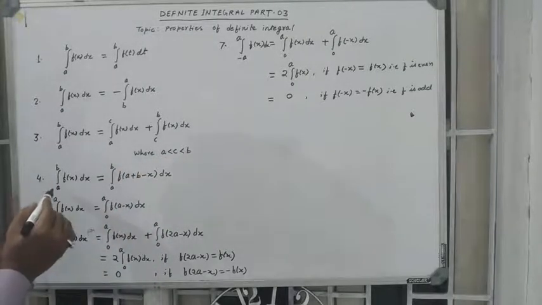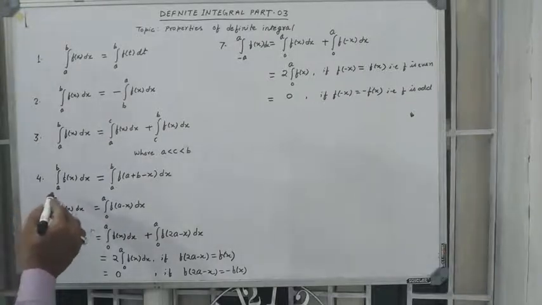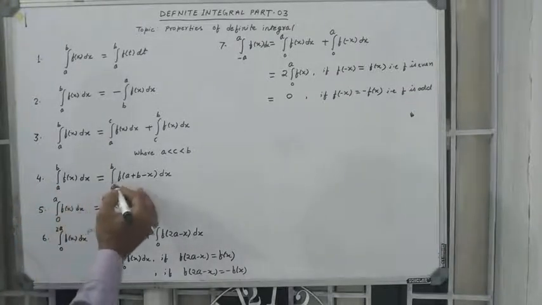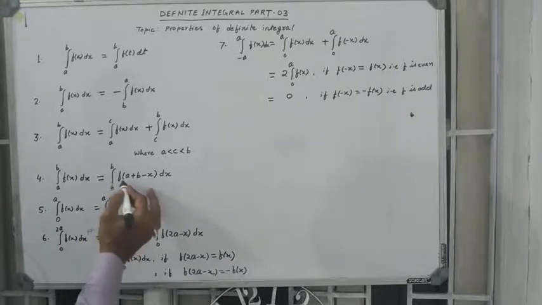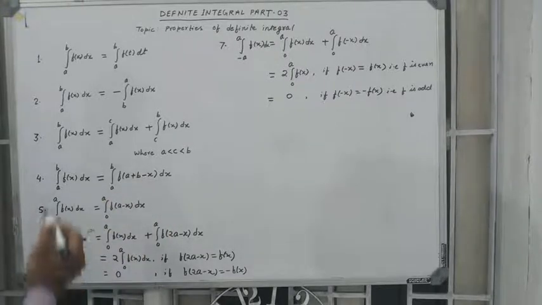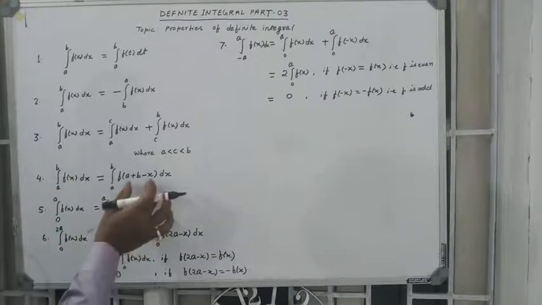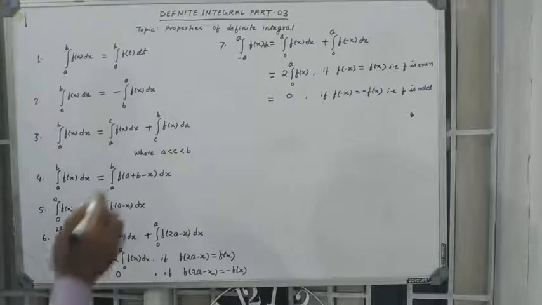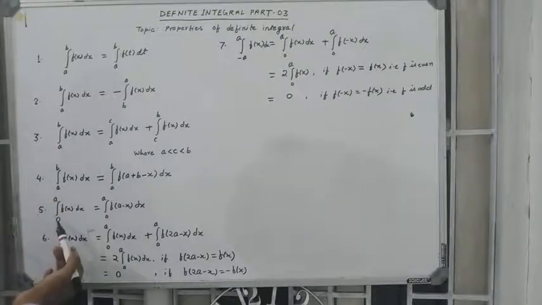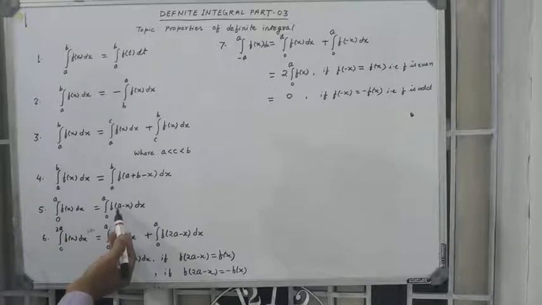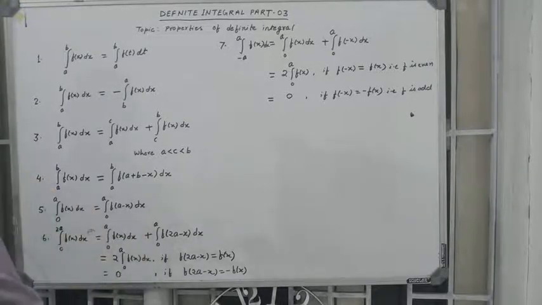The fourth property is very important. The integral from a to b of f(x) can be written as the integral from a to b of f(a plus b minus x). So we can change the function in this way with the help of this property. The fifth one is a special case of the fourth. Here a is 0 and b is 1, so a plus b is here 1, and we get f(1 minus x) dx. So the fifth is a special case of the fourth.